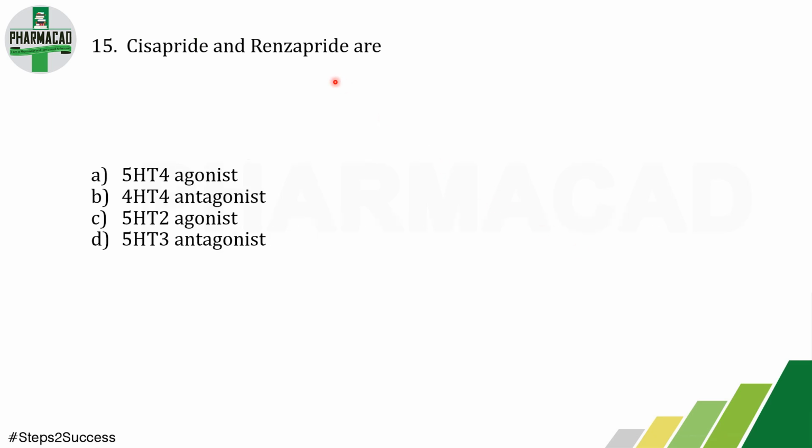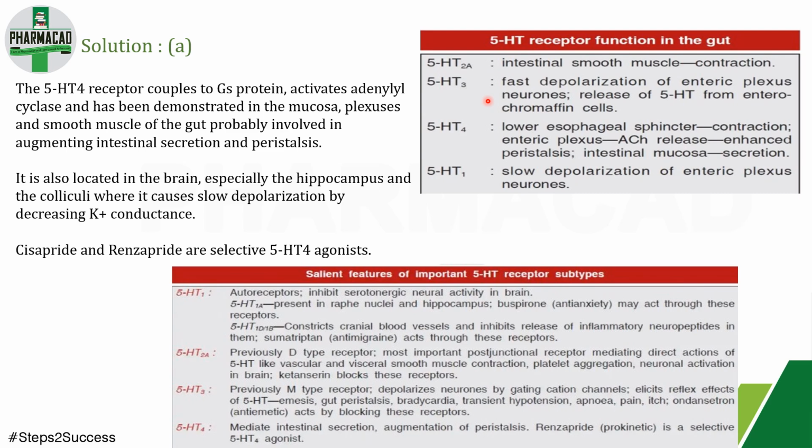Next question. Cisapride and renzapride are: 5-HT4 agonists, 5-HT4 antagonists, 5-HT2 agonists, or 5-HT3 antagonists? Let's look at the solution for this. You all need to know the classification quite well and their functions. So the question that was asked is cisapride and renzapride, what are they?